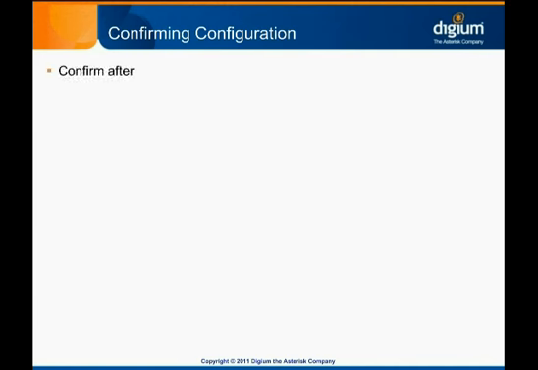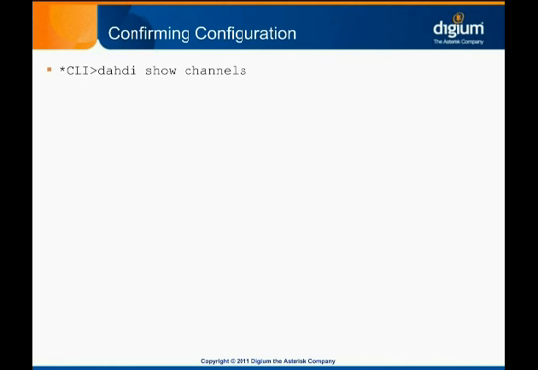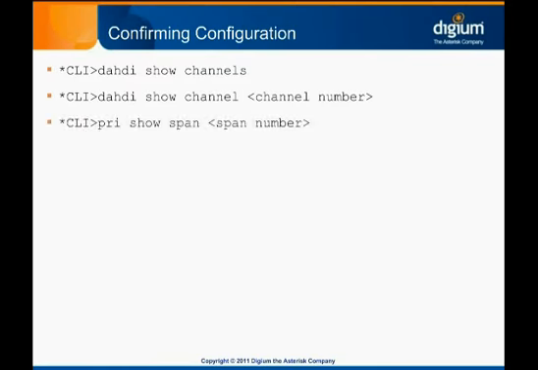After configuring DAHDI's system.conf, loading the DAHDI drivers, running dahdi_cfg, configuring Asterisk's chan_dahdi.conf, and restarting Asterisk, you can confirm that the DAHDI channels are available to Asterisk using the CLI command dahdi show channels. Additionally, you can get specific information about a particular channel by running dahdi show channel followed by the channel number. There are also several CLI commands related to debugging a PRI. First, to check the status of a span, use the command pri show span, followed by the span number. This will display if the span is provisioned and active.